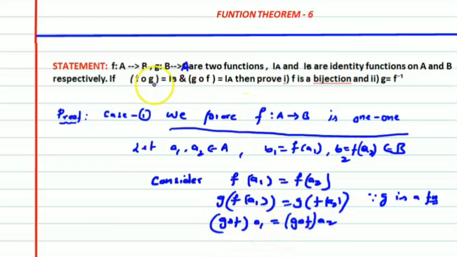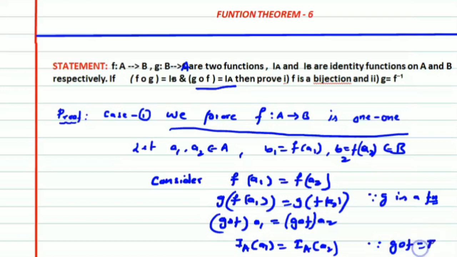What is G circle F? G circle F is IA. So IA of a1 is equal to IA of a2, since G circle F is equal to IA, as given. For G circle F I substituted IA. Since IA is an identity function, a1 is equal to a2.